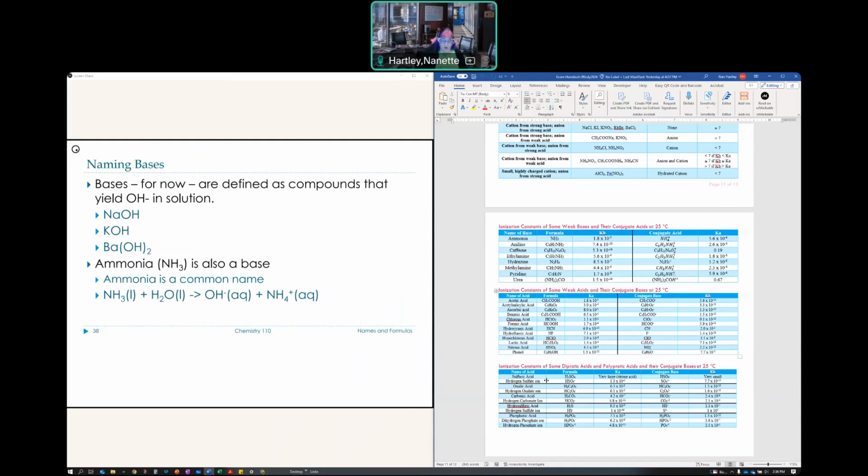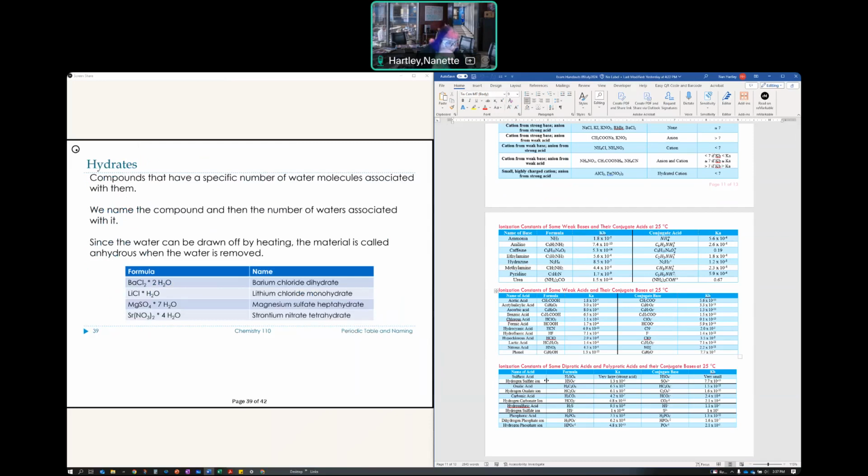Now, bases, for now, are defined as compounds that can yield OH minus in solution. NaOH can give us an OH. KOH can give us an OH. Ba(OH)2 can give us an OH. And ammonia can also give us an OH. We haven't balanced equations yet, but NH3 can react with H2O to give me an OH minus and an NH4 plus. So the production of that OH minus also gives us that OH minus, and so it can act as a base in addition.